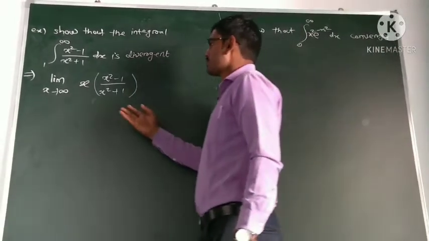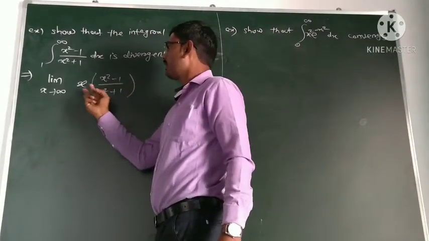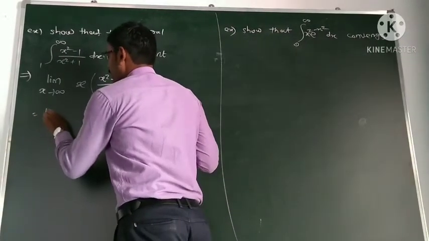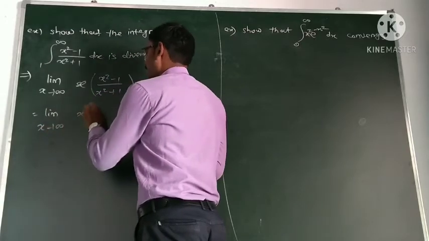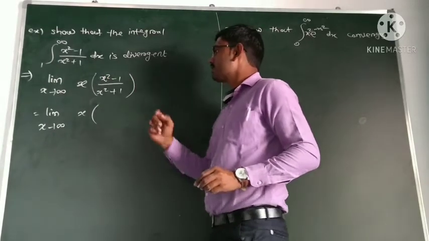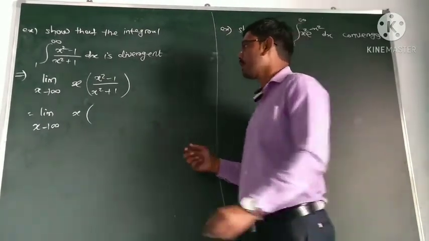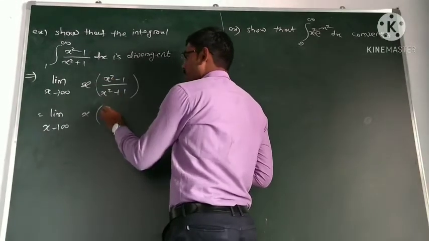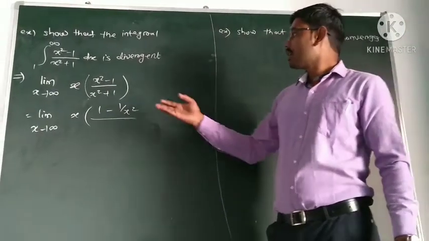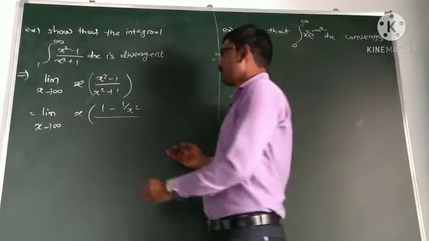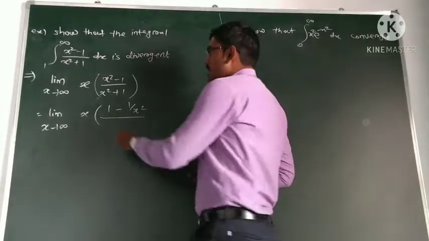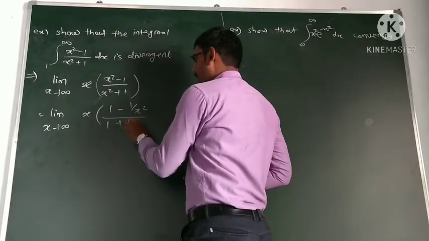Now we have to calculate the limit of these terms. So this is equal to the limit as x tends to infinity of x as it is. We can write this by multiplying and dividing this bracket by x square. So we can write the numerator as x square minus 1 divided by x square, which is 1 minus 1 upon x square. Similarly, divide the denominator also. We have divided the numerator by x square, now divide the denominator also by x square. So x square upon x square is 1, plus 1 upon x square.